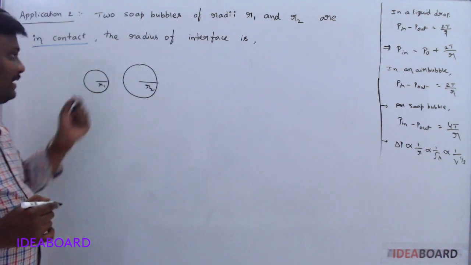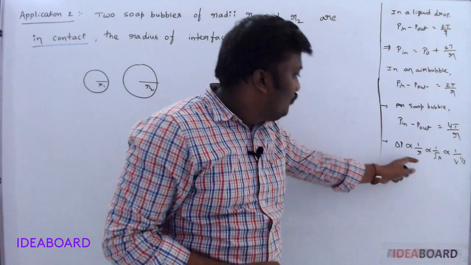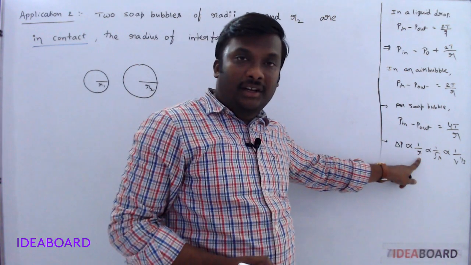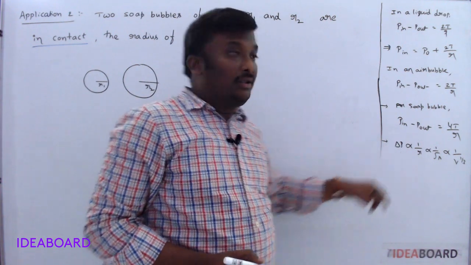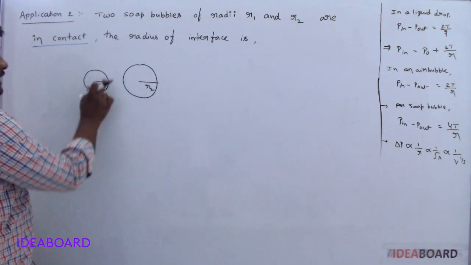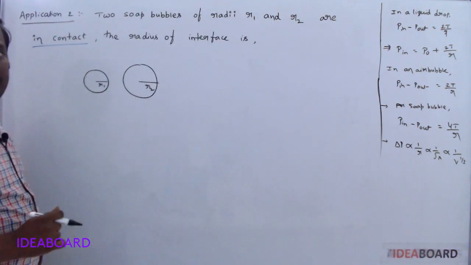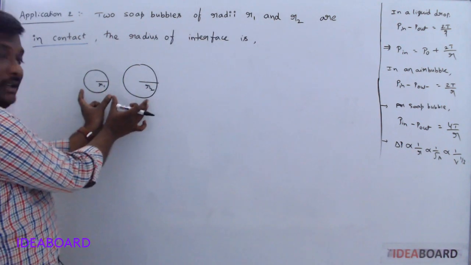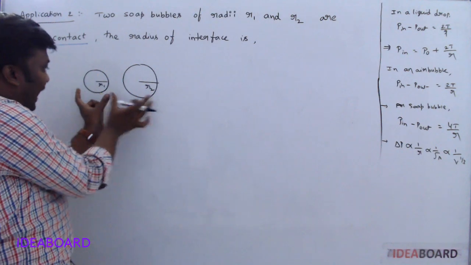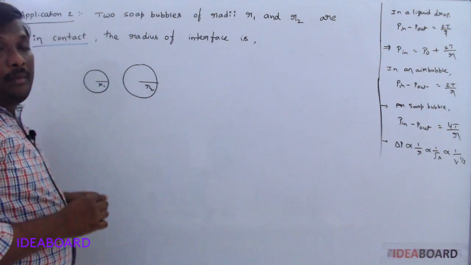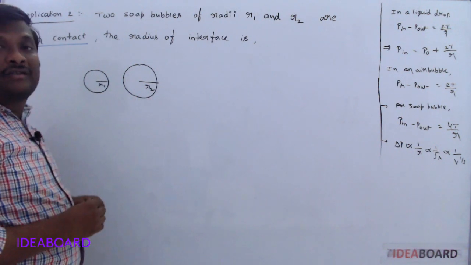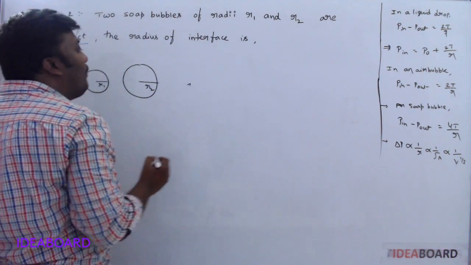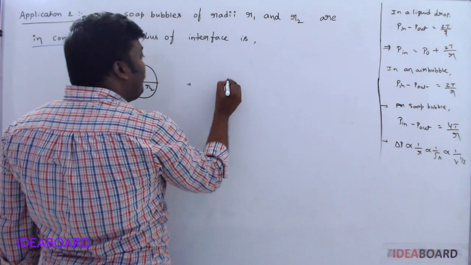Lesser radius, more excess pressure. So in these two, this one has more excess pressure. Now, those two bubbles are in contact. Whenever they are in contact, we know the gas moles will always be transferred from the higher pressure region to the lower pressure region. Due to this, the combination of these two becomes like this.